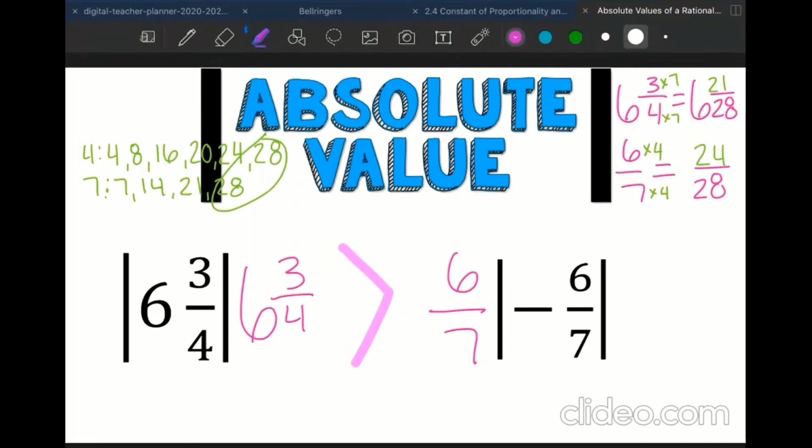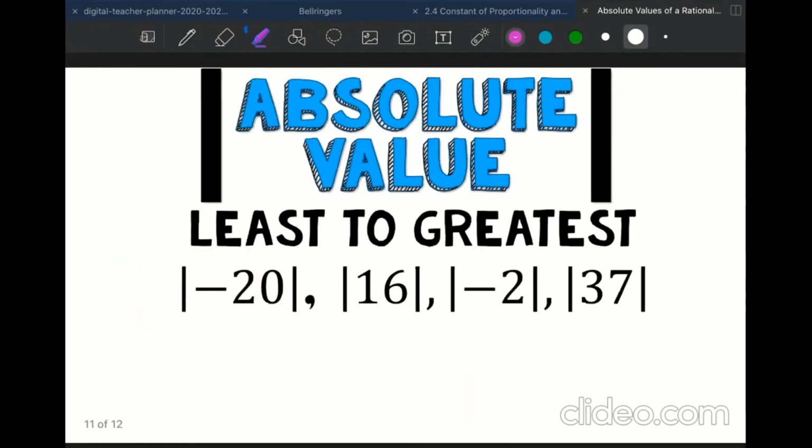All right. So let's take a look at my last one, or my last two. So I want to compare these from least to greatest. What do you think I need to do before I can compare them least to greatest? Chloe? I got to find my absolute value. Before I do anything, absolute values must be found. So, Kaden, what's my absolute value of negative 20? Tucker, what's my absolute value of 16? Good. Bella, what's my absolute value of negative 2? Good. Mark, what's my absolute value of 37? 37. Man, y'all are crushing this.